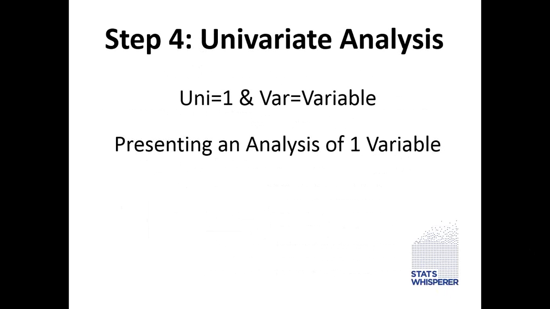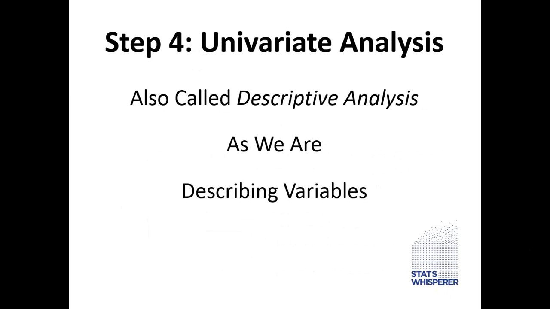So if we break these terms down, uni means one, unicycle, one wheel, uni, one, and var meaning variable. So univar, one variable. So it's analysis of one variable, right? So we're presenting an analysis of one variable. So we want to make this make sense to us.